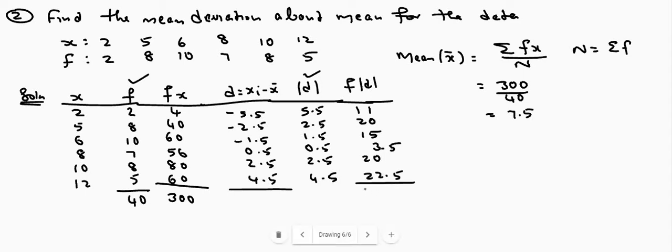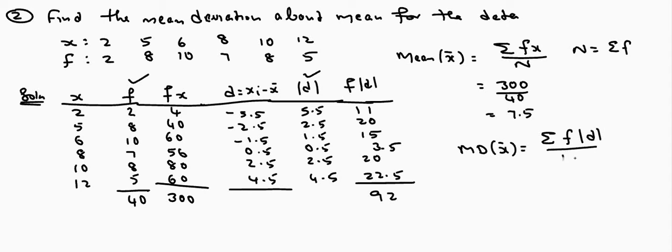We have to find the sum of F into modulus D, that is we get 92. Then the formula for mean deviation about mean is sigma F mod D divided by capital N, that is equal to 92 divided by 40, is equal to, we get 2.3. We find the mean deviation about mean for the grouped data, that is discrete series. Now we are going to find the mean deviation about mean for continuous data.